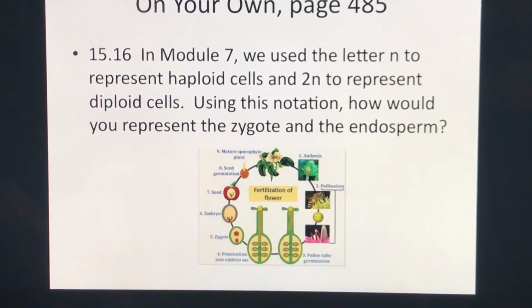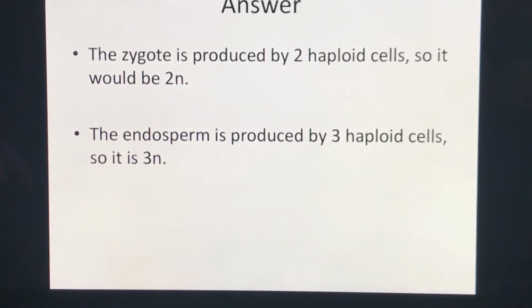So these were sort of interesting. The zygote is produced by 2 haploid cells, so that would be considered 2N. But the endosperm, remember, was produced by 3 haploid cells. It was the one sperm fertilizing those 2 haploid nuclei, so it's actually considered a 3N.